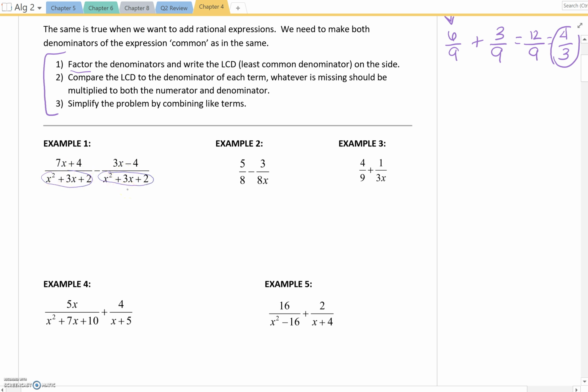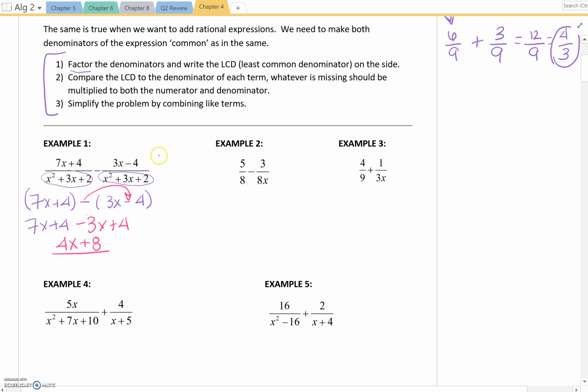We can subtract. When you're subtracting, be careful because you're going to subtract the entire quantity 7x plus 4 minus the quantity 3x minus 4. You're going to distribute out this negative sign, so 7x plus 4 becomes negative 3x and positive 4. 7 minus 3 is 4x. 4 plus 4 is 8. And the common denominator is x squared plus 3x plus 2.